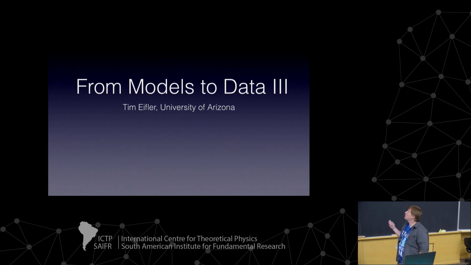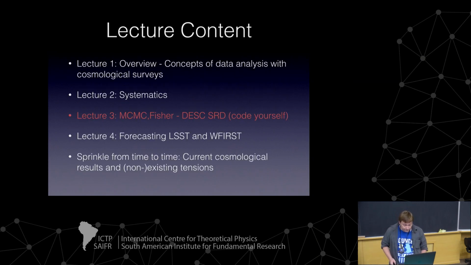Okay, so welcome to the third part of From Models to Data. Just very quickly, in the first two lectures we had an overview of concepts, and we talked about systematics in the last one. Now you might realize that there is a change: I decided to go a little bit into MCMC and Fisher, and actually talk about the DESC SRD that you might have downloaded and coded with in the past days already. But I think understanding what the Fisher information matrix is, what Monte Carlo Markov chains are, and looking at the Metropolis-Hastings method a little bit, could be quite useful.